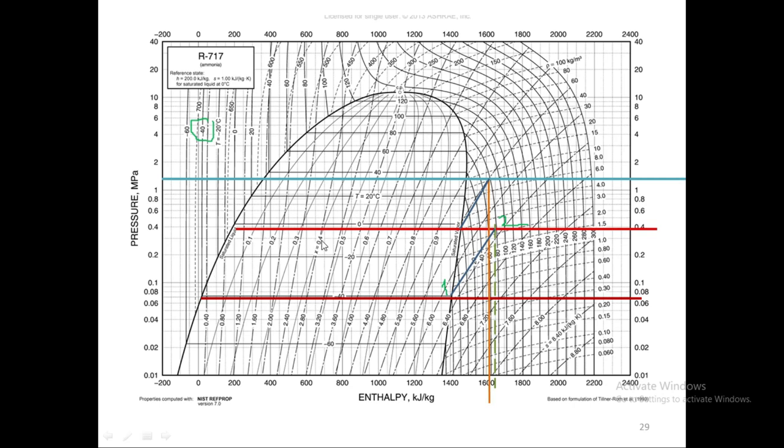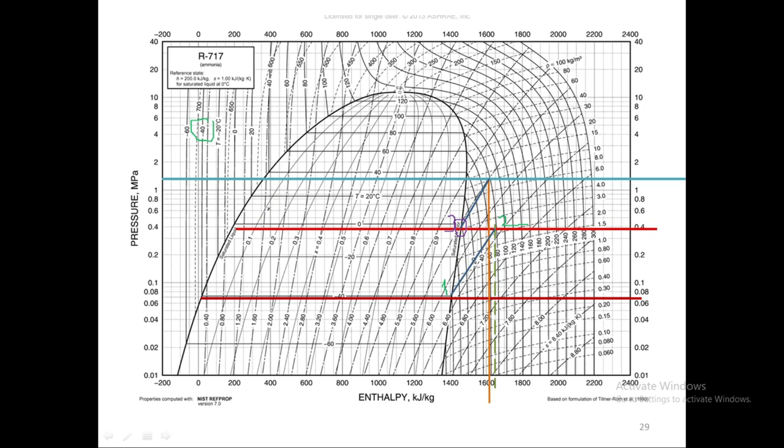So, as you can see, this will be point number 3 right here, because this is the 0 degree line right here, and this is the saturation curve. It crosses right at this point here. So this is where our point 3 is. From there, if you look it up, the entropy is approximately 5.6.